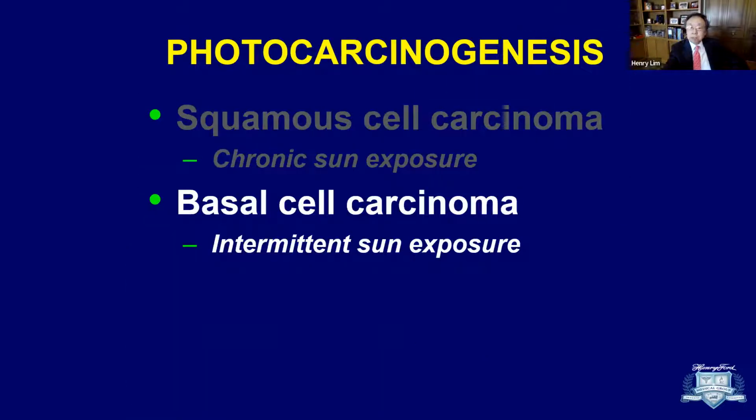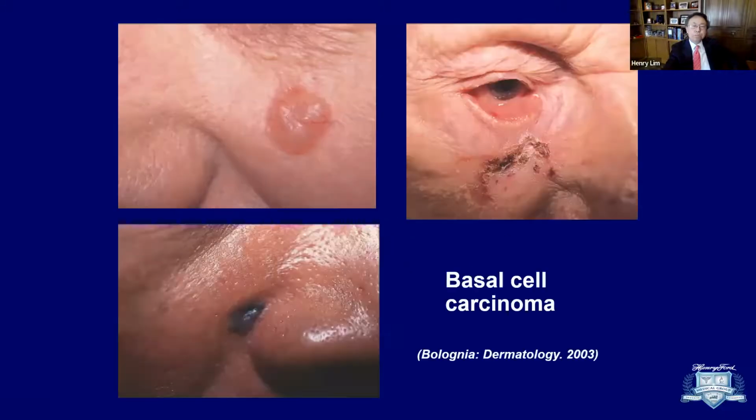And then basal cell carcinoma is more associated with intermittent sun exposure. This is shown here, usually a bump on the skin, but tends to be much more translucent. And if one looks very closely and carefully, there's usually dilatation of the blood vessels. We call it telangiectasia on the skin. This is the most common appearance in fair skinned individuals, but in dark skinned individuals, one can also get pigmented basal cell carcinoma, as you can see here.